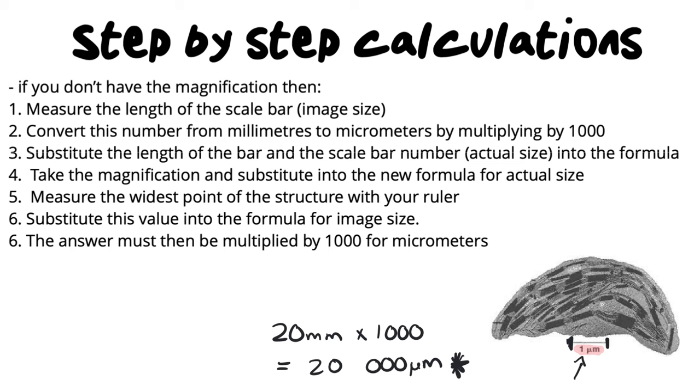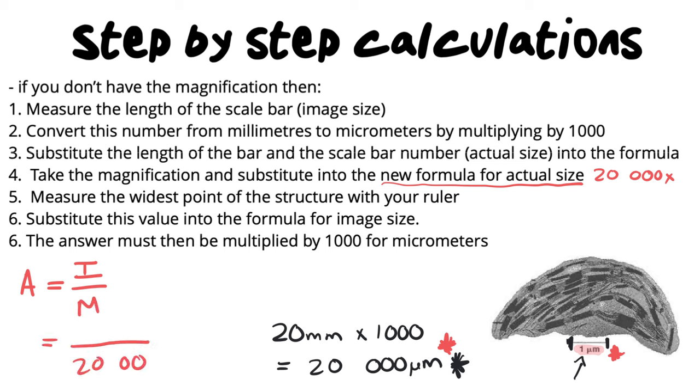Take the magnification and substitute it into the new formula for actual size. So what that means is, once you have substituted in these two values, so the 20,000 and the 1, you should then get a magnification. So 20,000 divided by 1 is going to be 20,000. So let's say now that our magnification is 20,000 times. You need to take that magnification and substitute it into the new formula for actual size, which, if we remember, the formula for actual size is image over magnification. So we've got the magnification at 20,000.